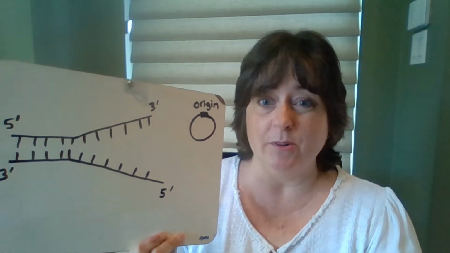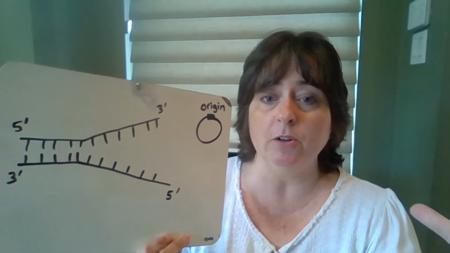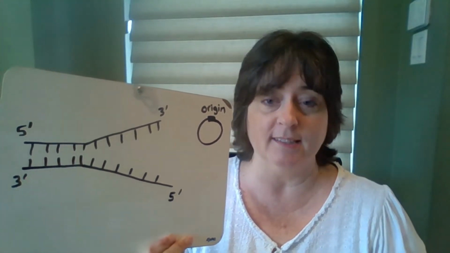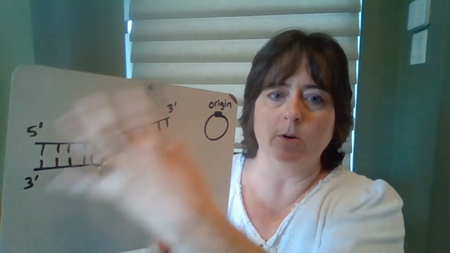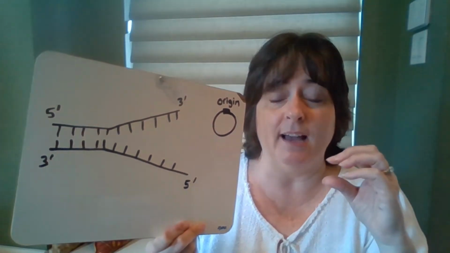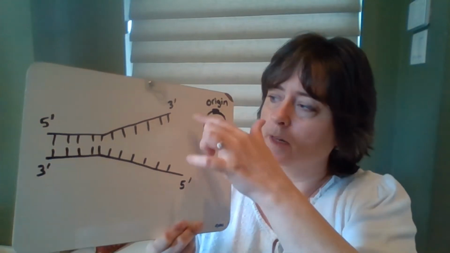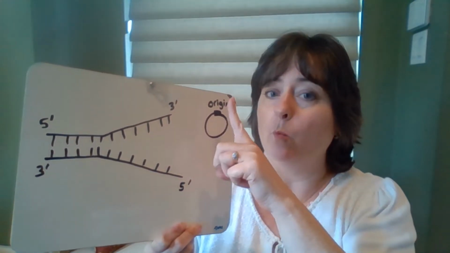Eukaryotic cells have a lot more DNA and linear chromosomes, and they will have multiple origins. And so DNA replication, the process that we're going to start to talk about, starts at each one of those origins. But in the bacteria cells, it only happens at one origin.